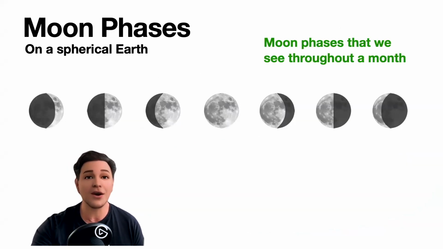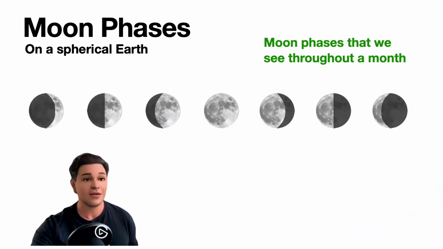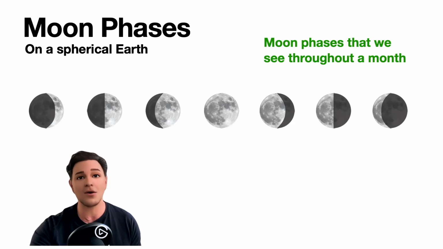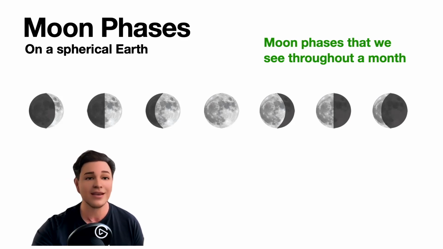So we know throughout a month, this is what our moon looks like. It goes from the waxing crescent all the way to the waning crescent, all the phases in between. This is what we see throughout every month. So even though we see the same face of the moon, we see different parts of that face because of what's lit, because of the angle that the sun is hitting it from our vantage point on our spherical Earth.